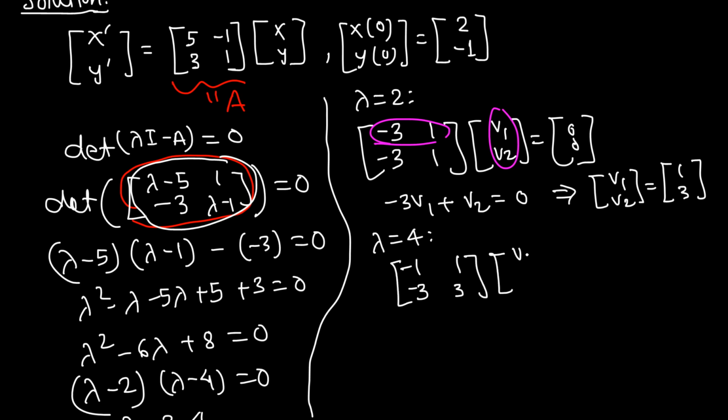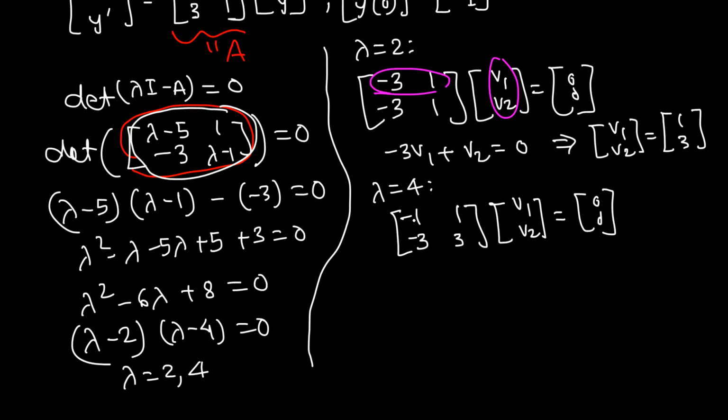The vector v, which is v1, v2 unknown, equals 0, 0. Again, these two rows will be linearly dependent, so we just take the first. Let's multiply negative 1 times v1: negative v1 plus v2 equals 0. From this we can find infinitely many correct answers, but we just write one of them. Let's say v1 is 1, so negative 1 plus v2 gives v2 equals 1.